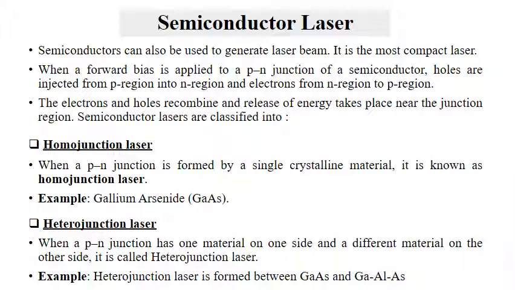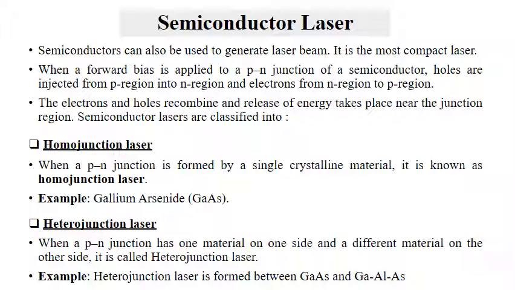When a forward bias is applied to a PN junction of a semiconductor, holes are injected from P region into N region and electrons from N region to P region. The electrons and holes recombine and release of energy takes place near the junction region. Semiconducting lasers are classified into homojunction laser and heterojunction laser.